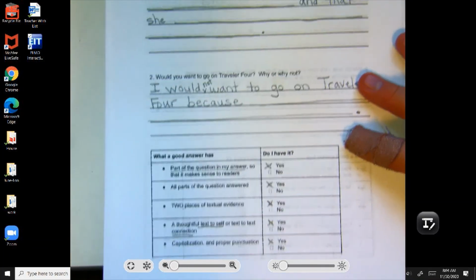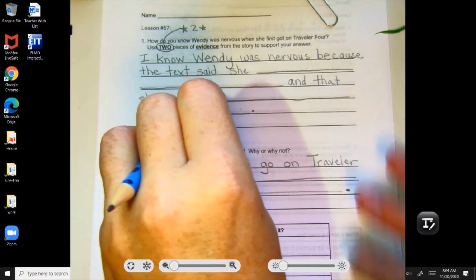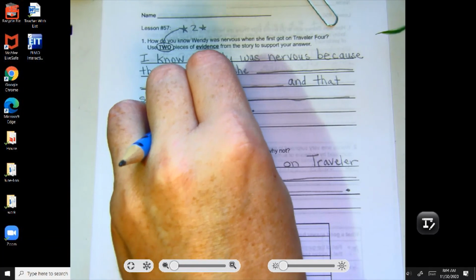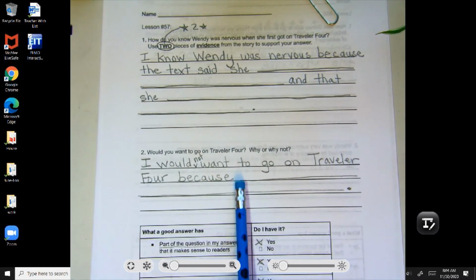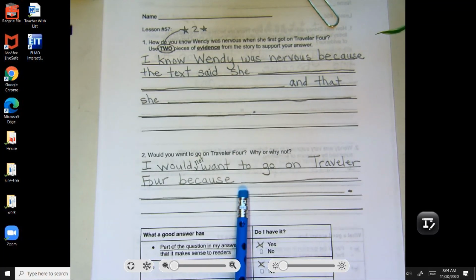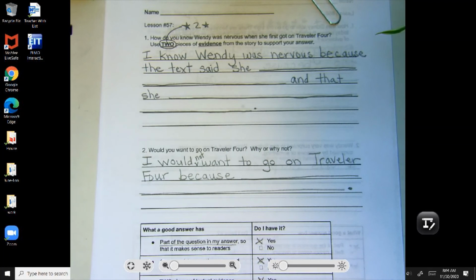So scholars, remember, 2 pieces of evidence to support knowing she was nervous, and then a reason why you would or would not want to go on Traveler 4. Good luck. We look forward to reading your responses.